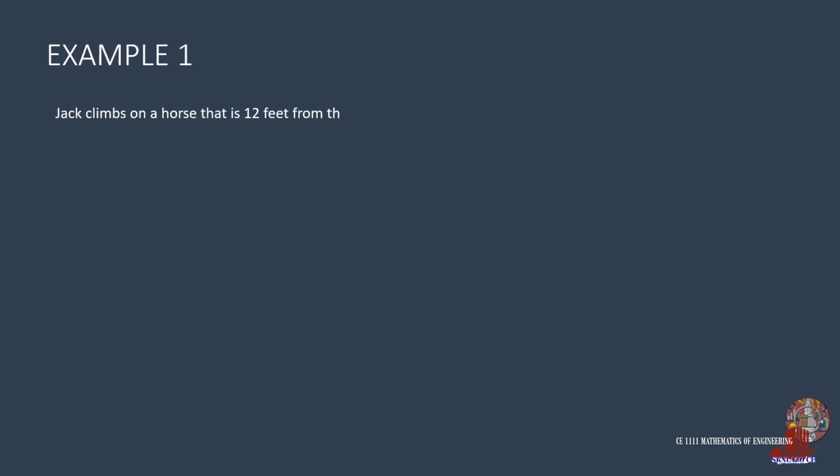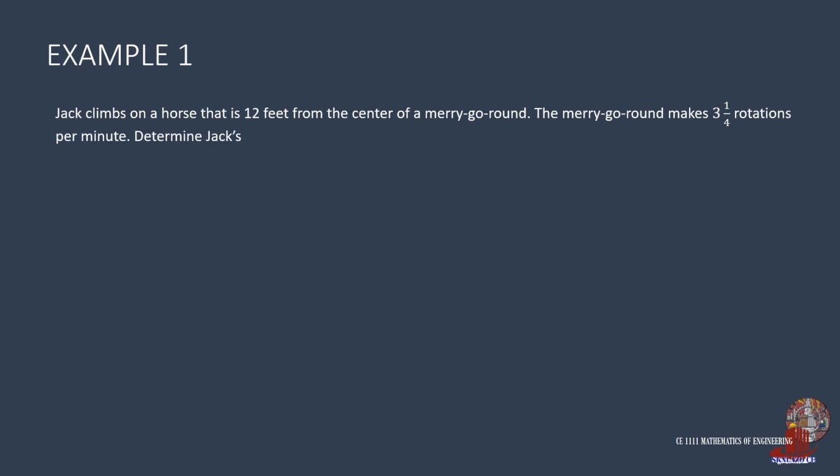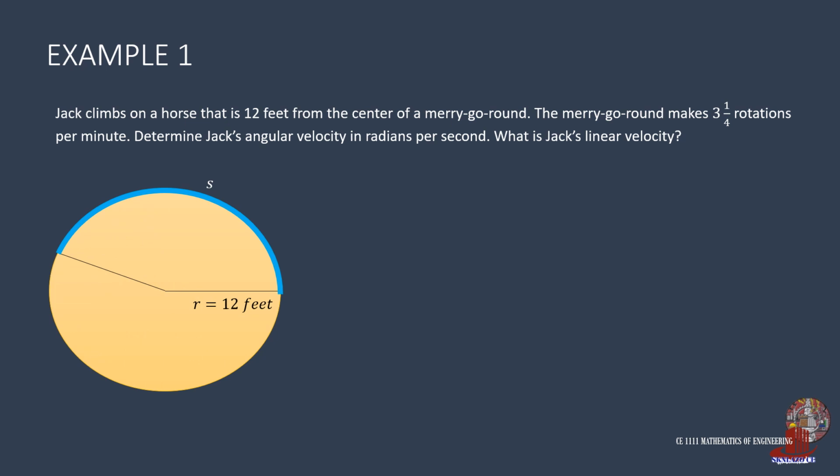Check the first application, stated as: Jack climbs on a horse that is 12 feet from the center of a merry-go-round. The merry-go-round makes 3 1/4 rotations per minute. Determine Jack's angular velocity in radians per second. What is Jack's linear velocity?